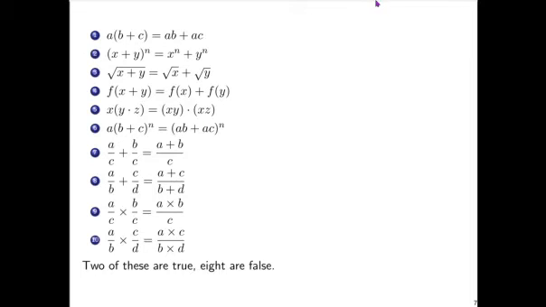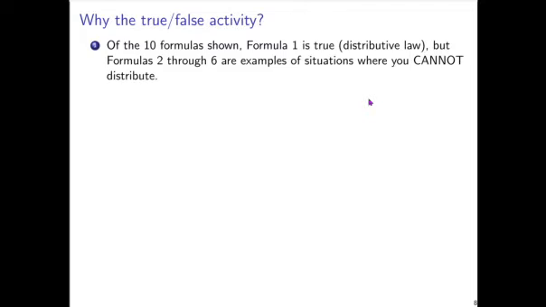Out of these 10 formulas, 2 of them were true and 8 of them were false. So why do this true-false activity? Of these 10 formulas shown, formula 1 is true. It happens to be called the distributive law. But formulas 2 through 6 are examples of situations where you can't distribute.